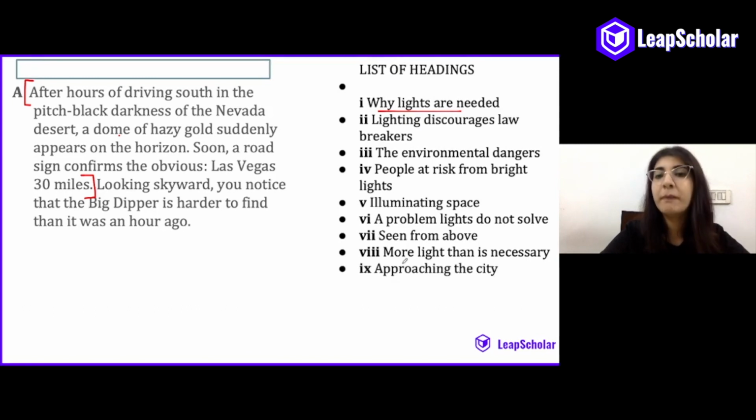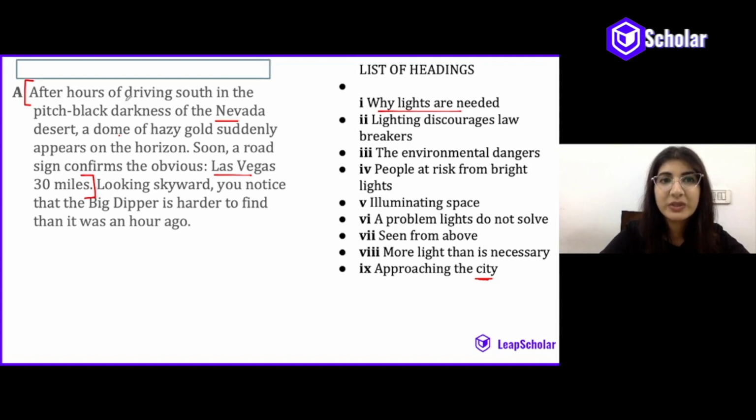And the last one is approaching the city. All right, so it does mention the name of a city in these two sentences. It mentions the Nevada desert, and it talks about Las Vegas, the city. All right, so then if you read these two sentences carefully, it talks about after hours of driving south. If you picturize this, if you try to imagine, it says after hours of driving south in the darkness of the desert, a dome of hazy gold appears on the horizon.